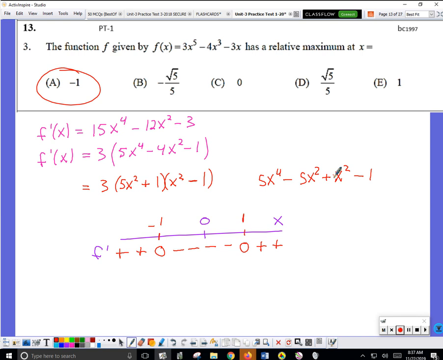Anybody else? Anybody need more discussion on this problem? Cool. We're going to pause for a second.